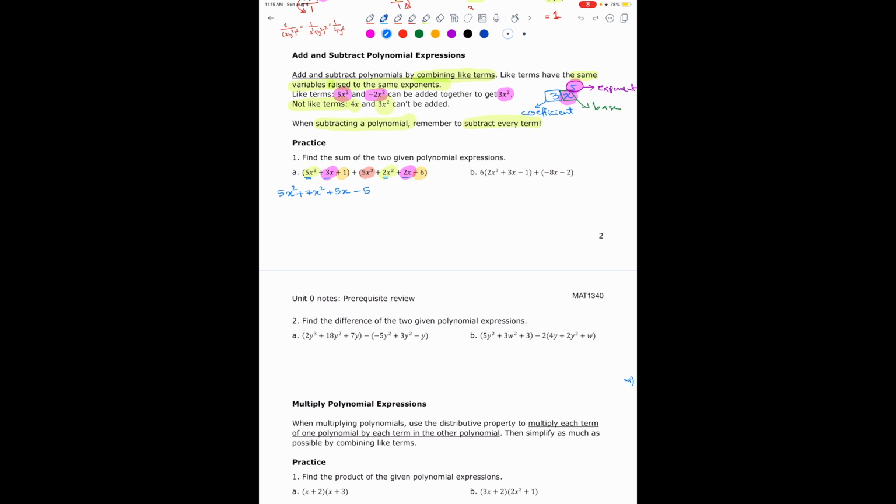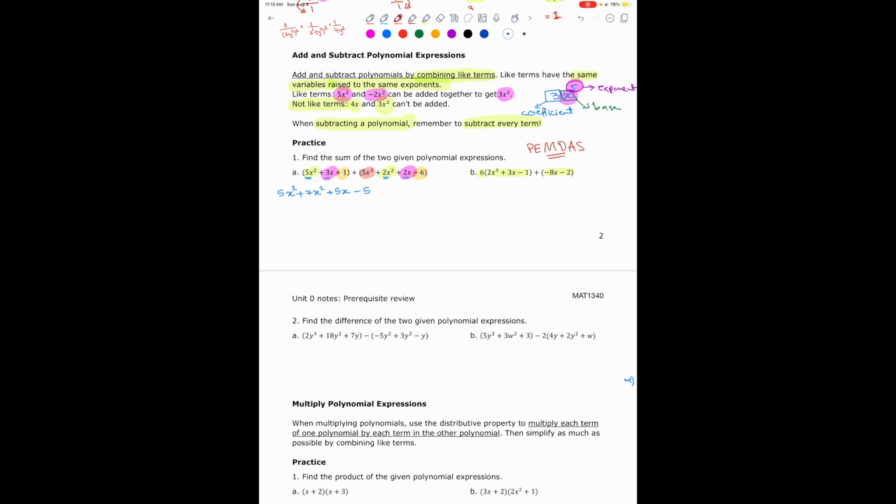For the second one, notice how we have a 6 in front of the first polynomial expression, which means we're going to follow PEMDAS. PEMDAS means you're going to do the parentheses first. The parentheses don't have anything that we can simplify inside. They don't have like terms. And then you're going to do the exponents next. We don't have any exponents here to deal with. And then M stands for multiplication, so PEMDAS.